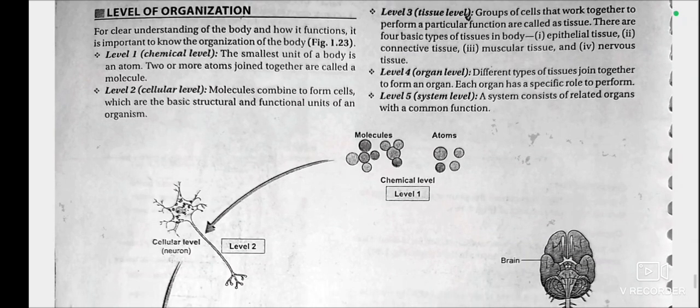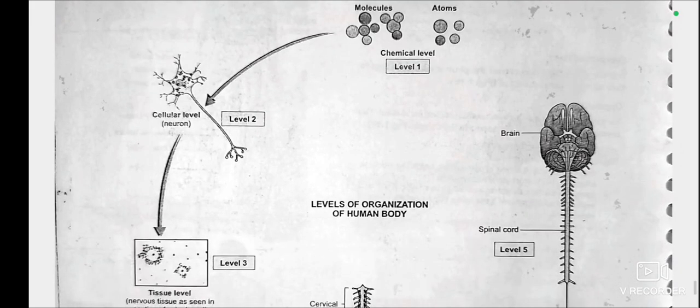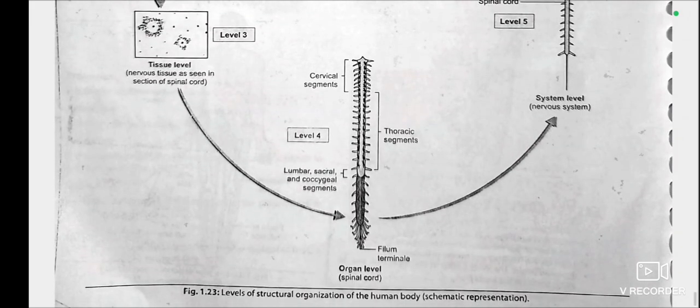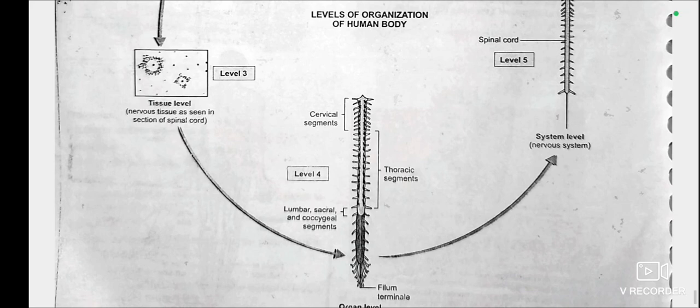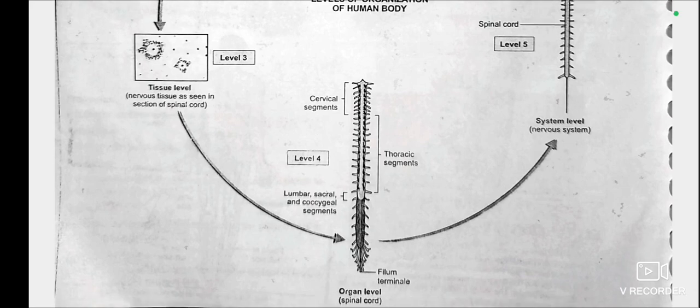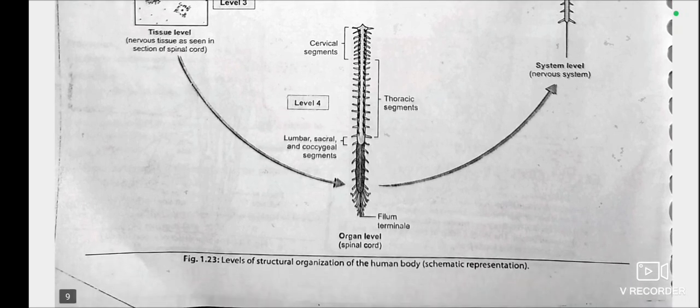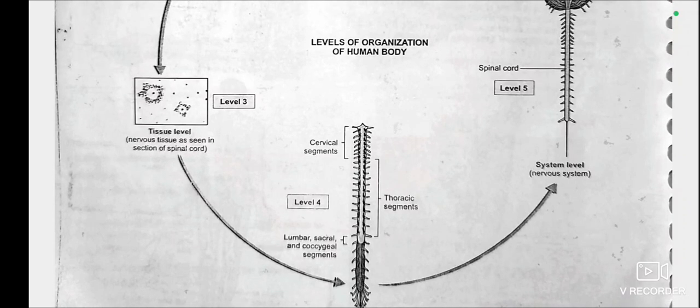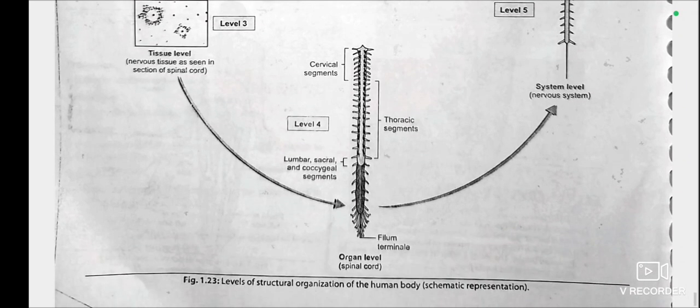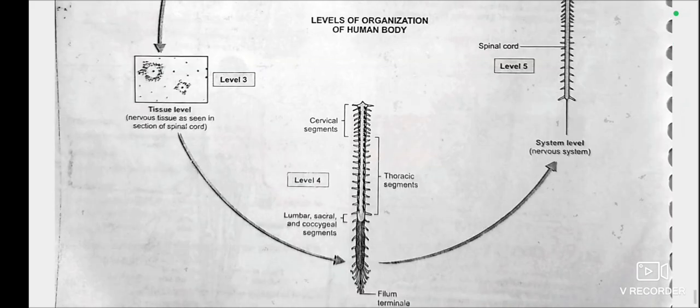Next is level 4, the organ level. Different types of tissues join together to form an organ. Each organ has a specific role to perform. Here you can see the organ level. Here tissues form the lumbar, coccygeal, thoracic, and cervical segments. At the organ level, the spinal cord will be fully formed, with a specific function and specific role.